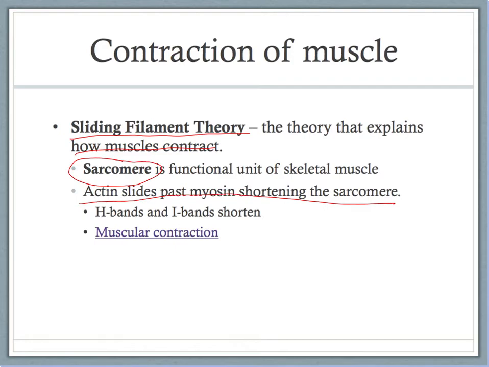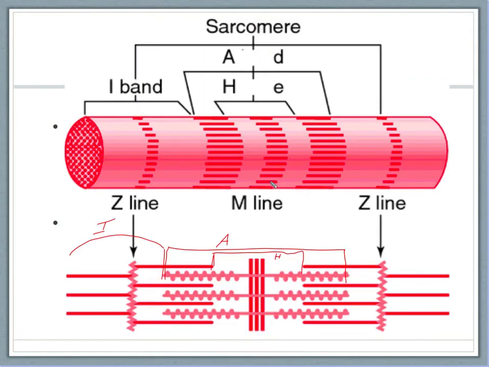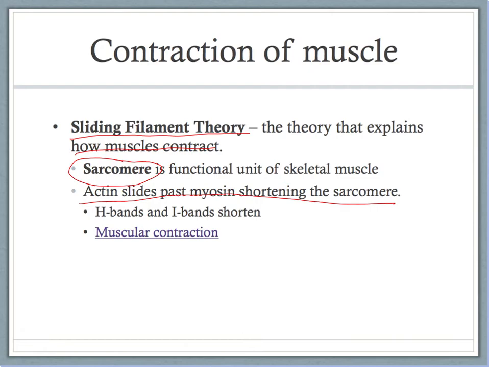So if we go back, your H band is here in between the two actins, so this gets shorter as your actin gets pulled closer together, as these get closer. And then your I bands, because this contracts and that contracts, this gets pulled closer together as well, closer to that Z line. And that is how movement works.